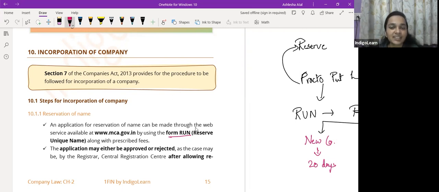अभी आप एप्लीकेशन कर रहे हो, ऐसा जरूरी नहीं है कि आपका एप्लीकेशन एक्सेप्ट ही होगा. It is not necessary that the application which you are making in the RUN form for the purpose of reservation of name वो accept ही होगा. It may either be approved or rejected depending on the situation. So it is the Registrar who will either approve or reject your application. But आप वापस से apply कर सकते हो. You can resubmit your form, but that can be done after 15 days. Immediately नहीं. अगर रिजेक्ट हो गया एक बार तो 15 दिन के बाद आप वापस से रीसबमिट कर सकते हो after rectifications, after making the changes in the form. You cannot do it immediately. Okay, so in case your application has been rejected, your application has not been approved, in such a situation you are allowed to resubmit the form, but after 15 days, immediately नहीं.